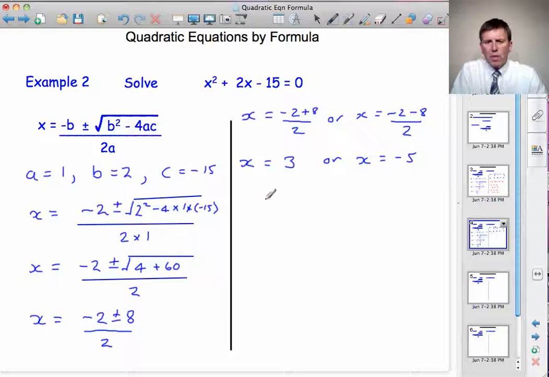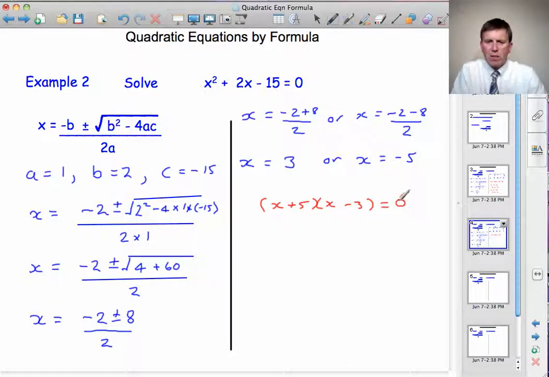And we would factorise this expression to give an x in each bracket. We want two numbers that multiply to minus 15 and add to plus 2. Well, that would be plus 5 and minus 3. Plus 5 times minus 3 is minus 15, and collected together plus 5 minus 3 gives the number in front of the x, plus 2.